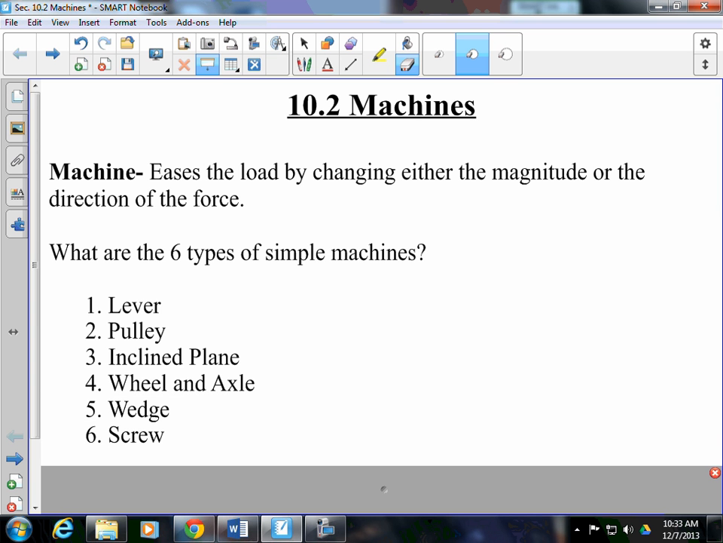Now one could argue that a wedge and an inclined plane are almost the same thing. If you have a 90-degree triangle like a block of wood, it is going to look like a wedge. But it is going to act as an inclined plane. So an inclined plane and a wedge are different. So those are 6 types of classic simple machines.